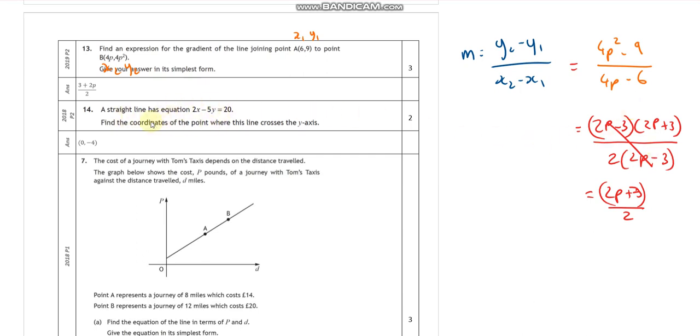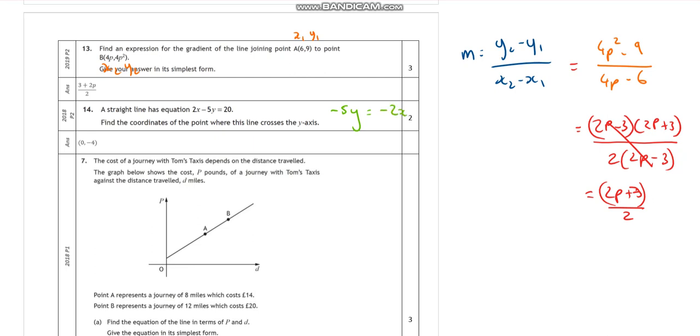This one here, a straight line is this, find the coordinates of where it crosses the y-axis. So what this is really saying is rearrange to y equals mx plus c. If I want to rearrange that one, I'm saying, all right, well, -5y is going to be 20 take away 2x.